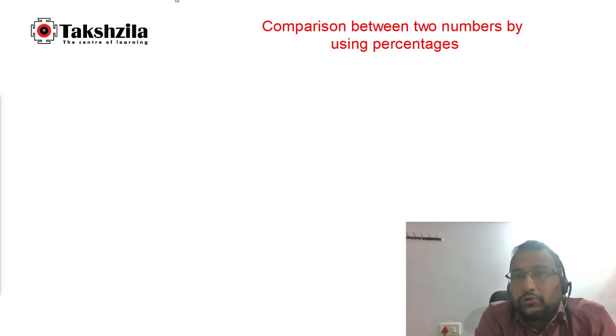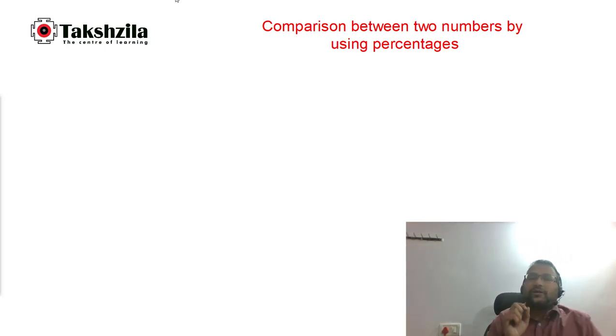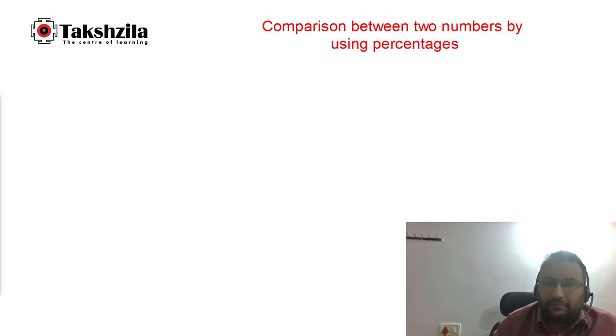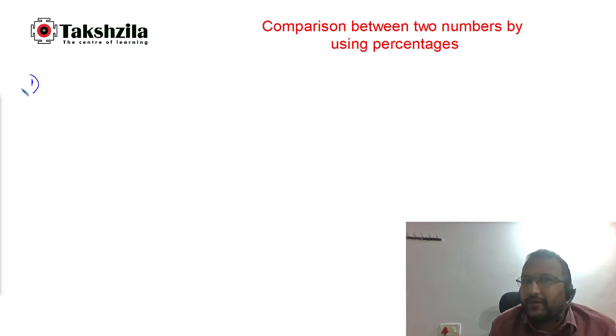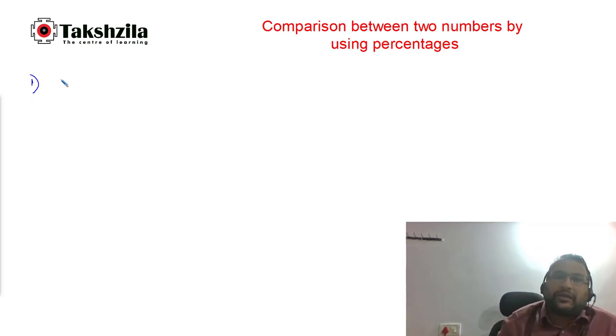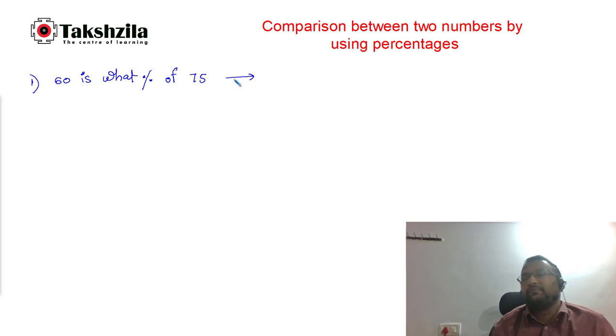So the main use of percentages is comparison. Over here we are going to learn how we can compare two numbers by using percentages. Basically there are three types of statements. The first statement is A is what percent of B. Let's take an example. The statement is 60 is what percent of 75. How to solve this I will show you, but before that let me write all three statements.